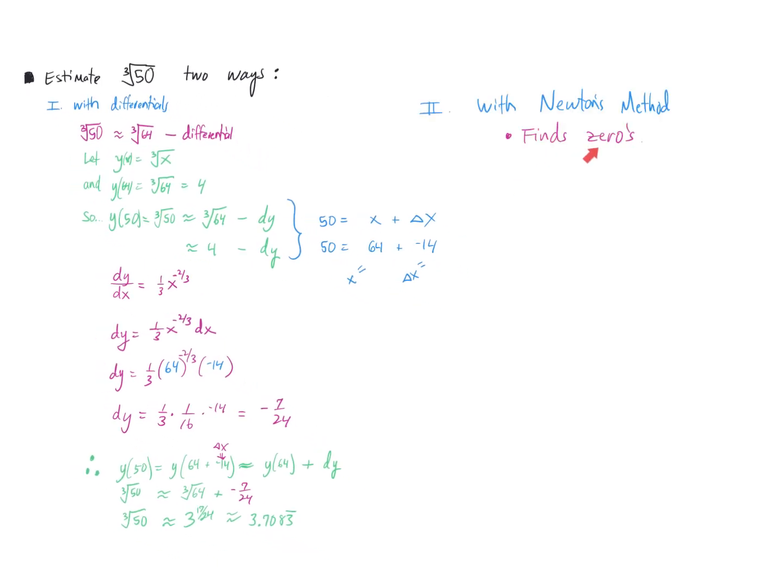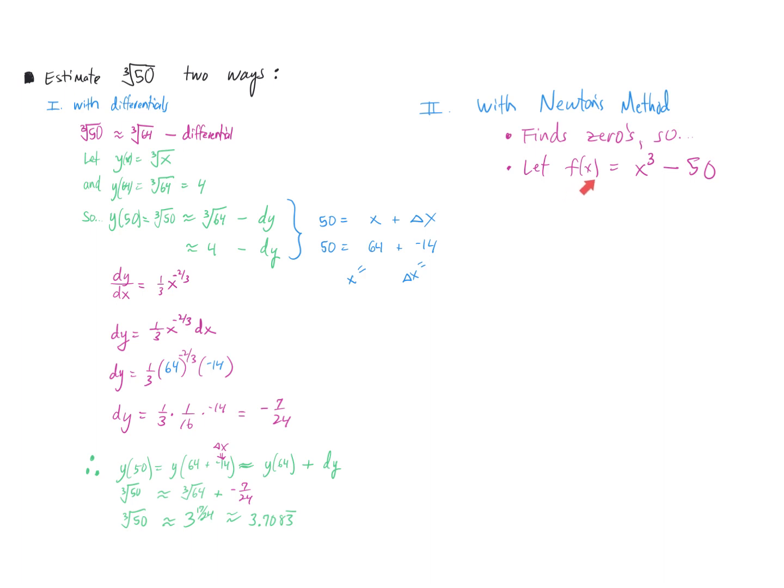Recall that Newton's method finds zeros. So if we want to find the cube root of 50, we want this to be a 0. So what would that be a 0 of? It would be a 0 of the function f of x equals x cubed minus 50. Because if we cube the cube root of 50, we'll get 50, and 50 minus 50 is 0. So if you can find the zeros of this function, you will know the value of the cube root of 50. So we're going to estimate that with Newton's method.